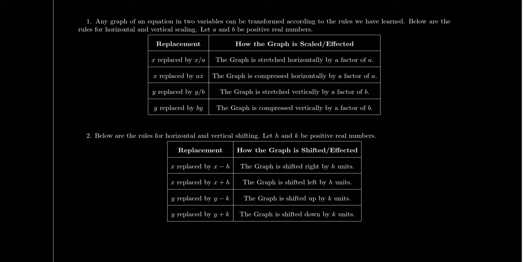We've recently learned about graph transformations, that is, ways we can change the formula of a function so it changes its graph and vice versa. And sometimes students ask me the question, why do things act so weird in the horizontal zone?